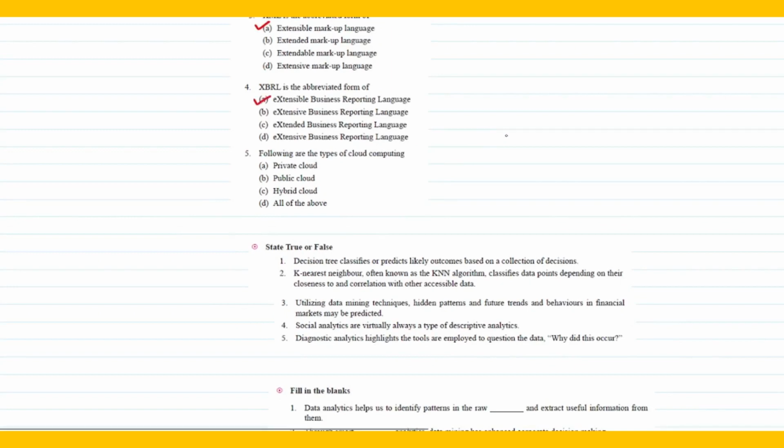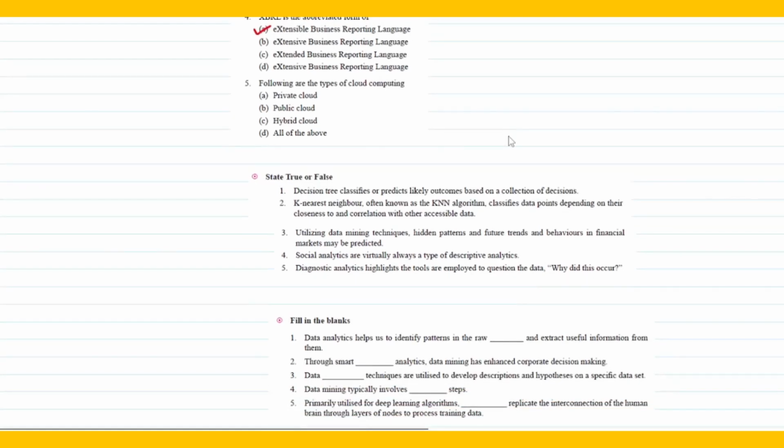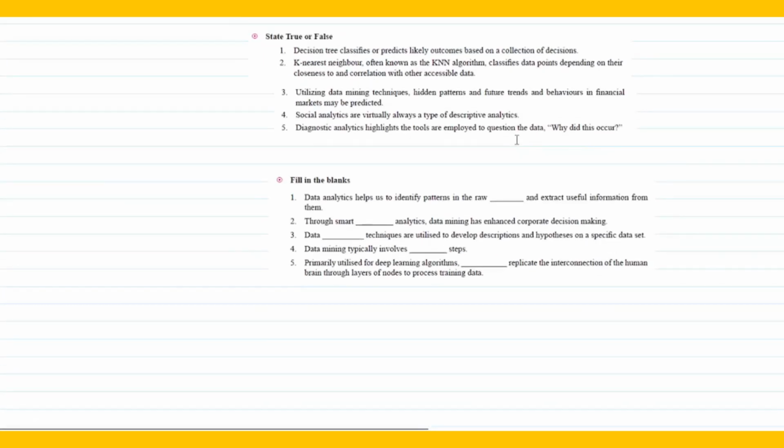And finally, we move on to the last part. Following are the types of cloud computing: private cloud, public cloud, hybrid cloud, all of the above. The correct answer is all of the above. We just discussed this in the previous chapter. Okay, now let's come to true or false.